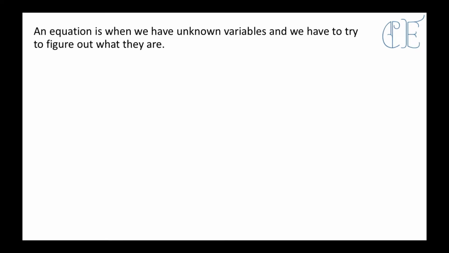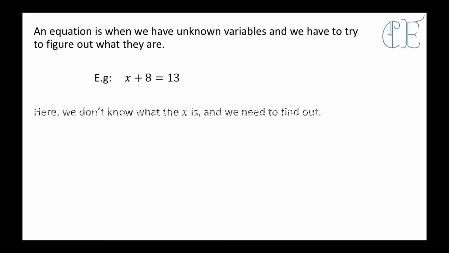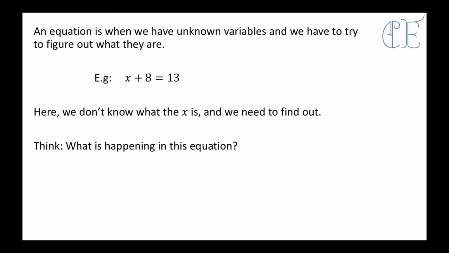So, let me make that a bit clearer. An equation is when we have something called unknown variables. So they're like unknown numbers, and because we don't know them, we use letters instead, and we have to try and figure out what these letters represent. So for example, x, which is representing a number here that we don't know, plus 8 equals 13. Now, when we have something like this, we don't know what x is and we need to find out.